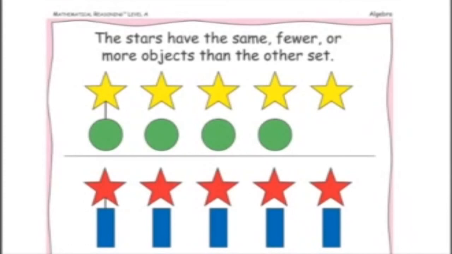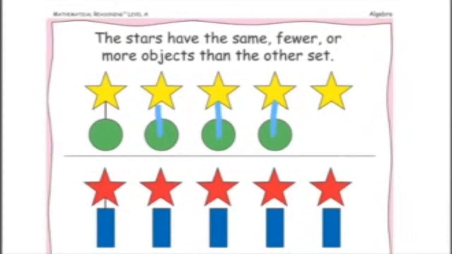It says the stars have the same, fewer or more objects than the other set. So in row 1, question 1, we have a set of 5 stars, right? And beneath the 5 stars we have 4 circles. Good. Now we're going to pair and see which is more, or which is fewer, or if they are the same.